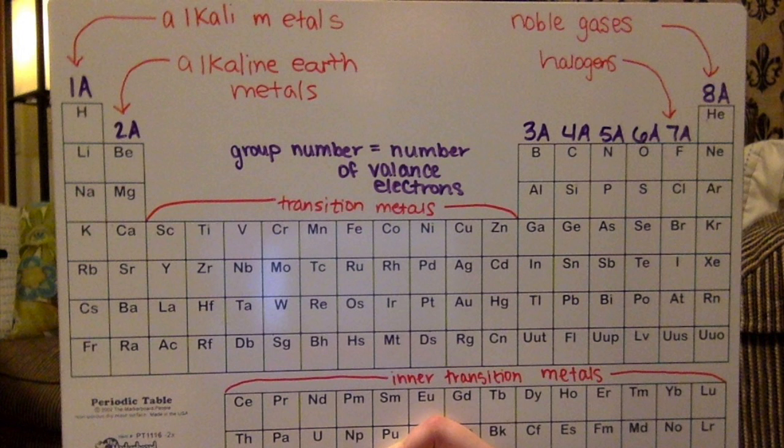All right, but you can have your alkali metals, your alkaline earth metals, your halogens, your noble gases, your transition metals, and your inner transition metals all labeled on there. Okay, so that's that first set of things you're allowed to have.